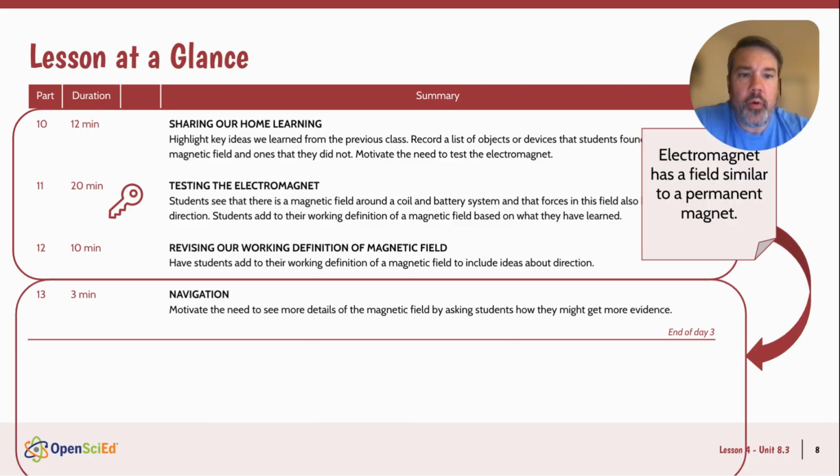That's where we take what we've figured out using the permanent magnet, that there is a particular shape and it does have direction, and we apply that to the electromagnet until we figure out the same thing: that the field around the electromagnet looks pretty similar in terms of shape, and it has a direction to those forces.